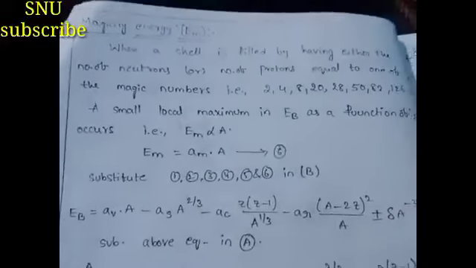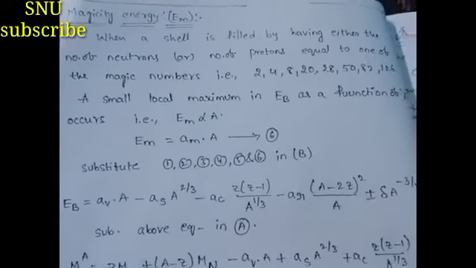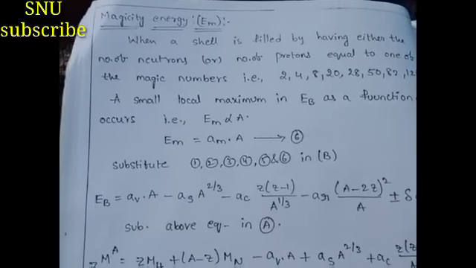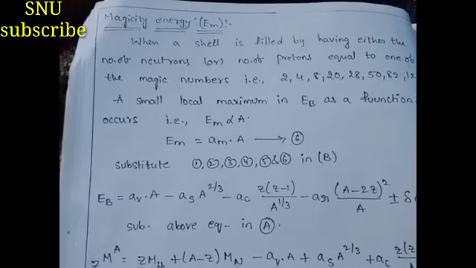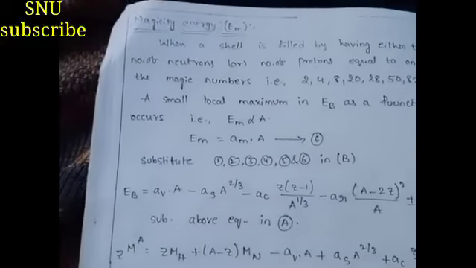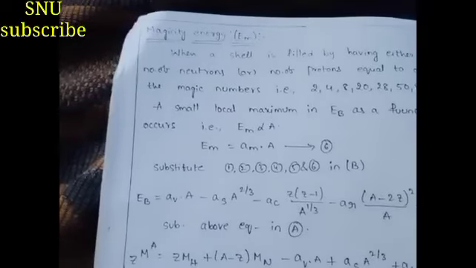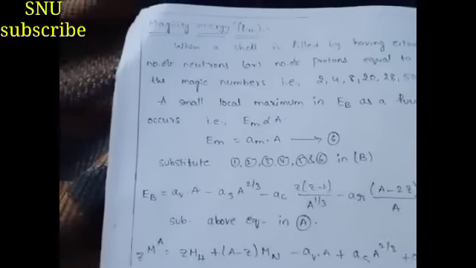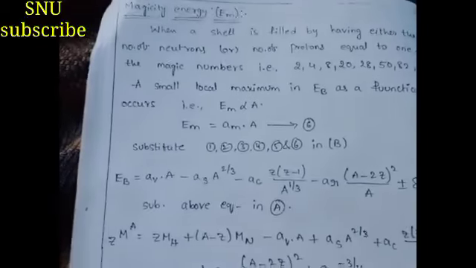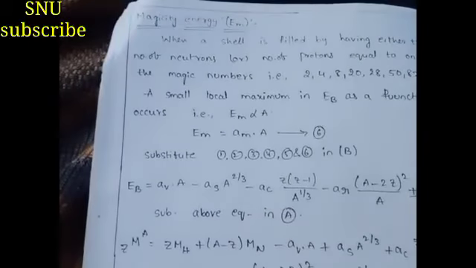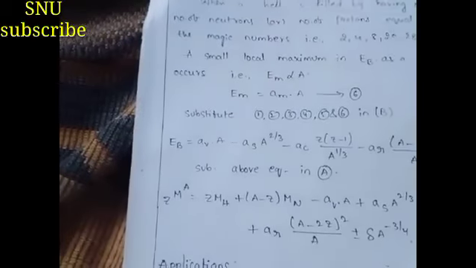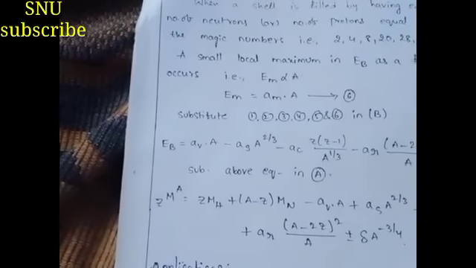Magicity energy Em. When a shell is filled, with either the number of neutrons or the number of protons equal to one of the magic numbers, that is 2, 4, 8, 20, 28, 50, 82, 126, a small local maximum in Eb as a function of A occurs, that is, Em is proportional to A. Em is equal to Am into A. This is equation 6.